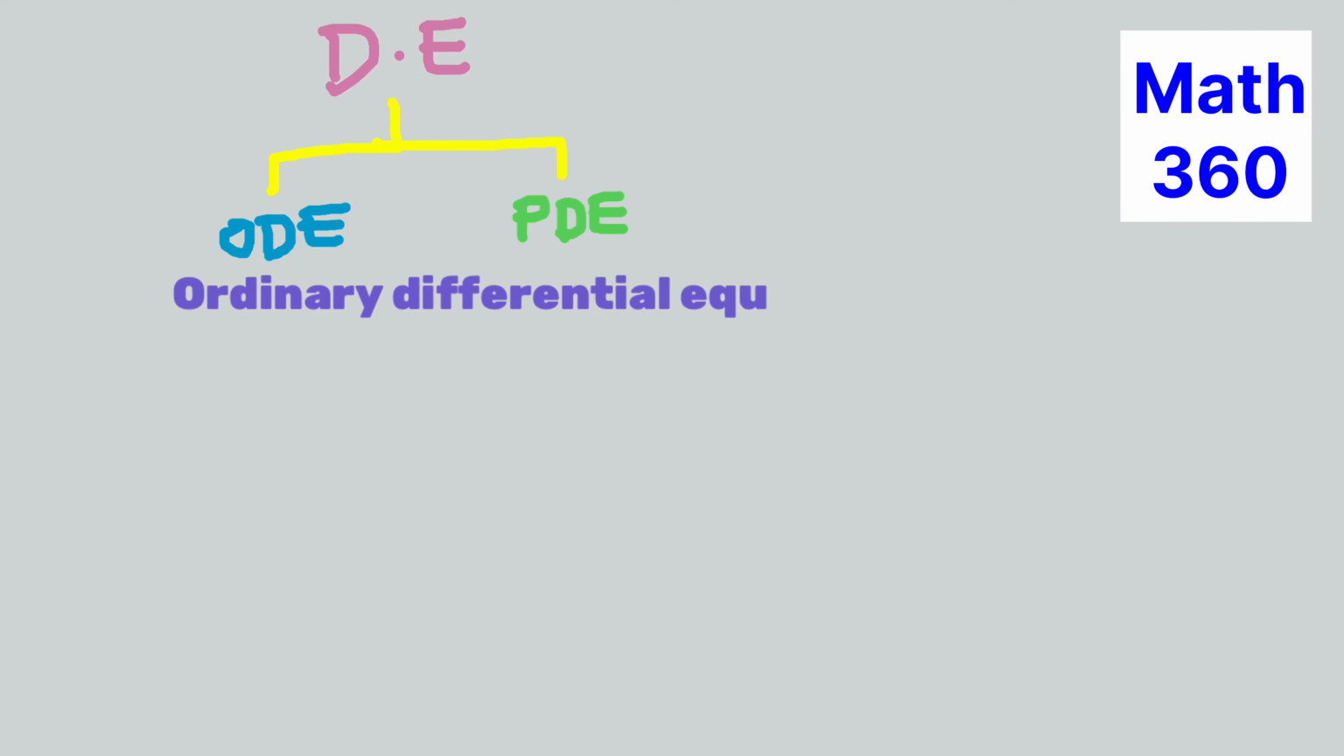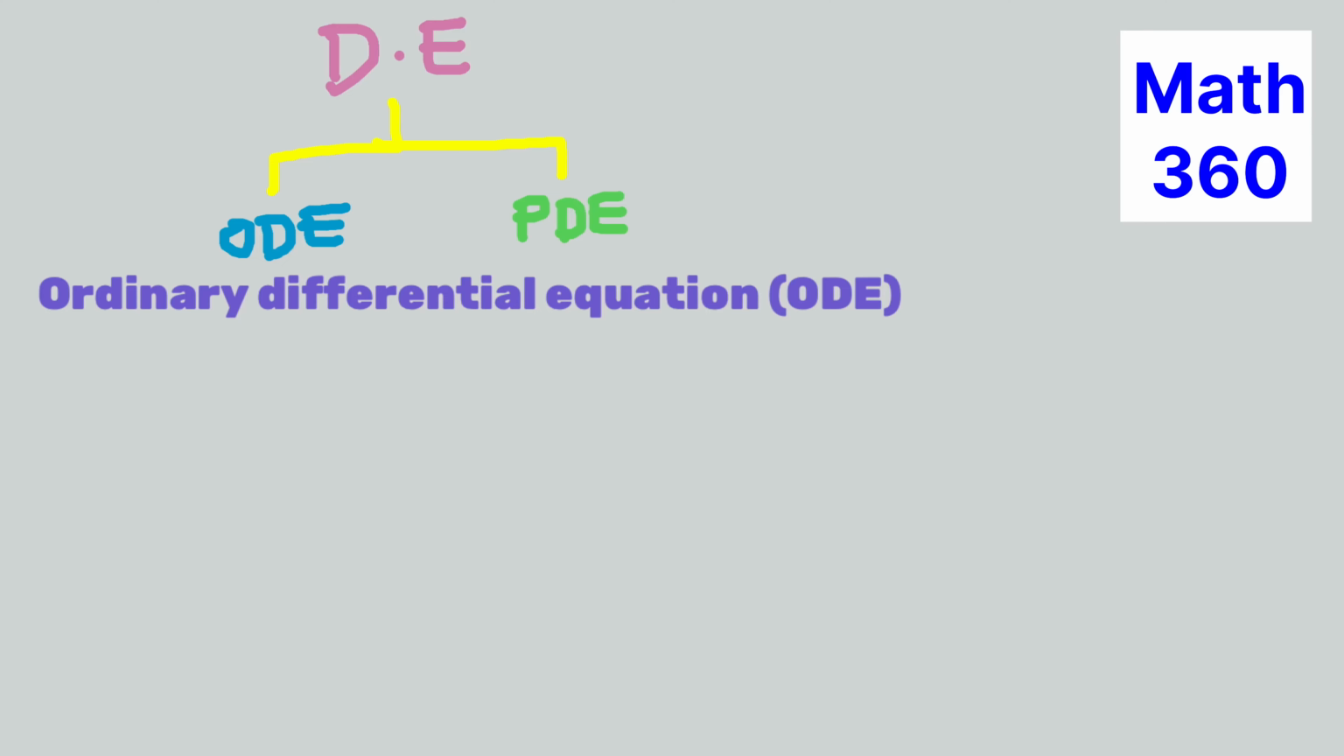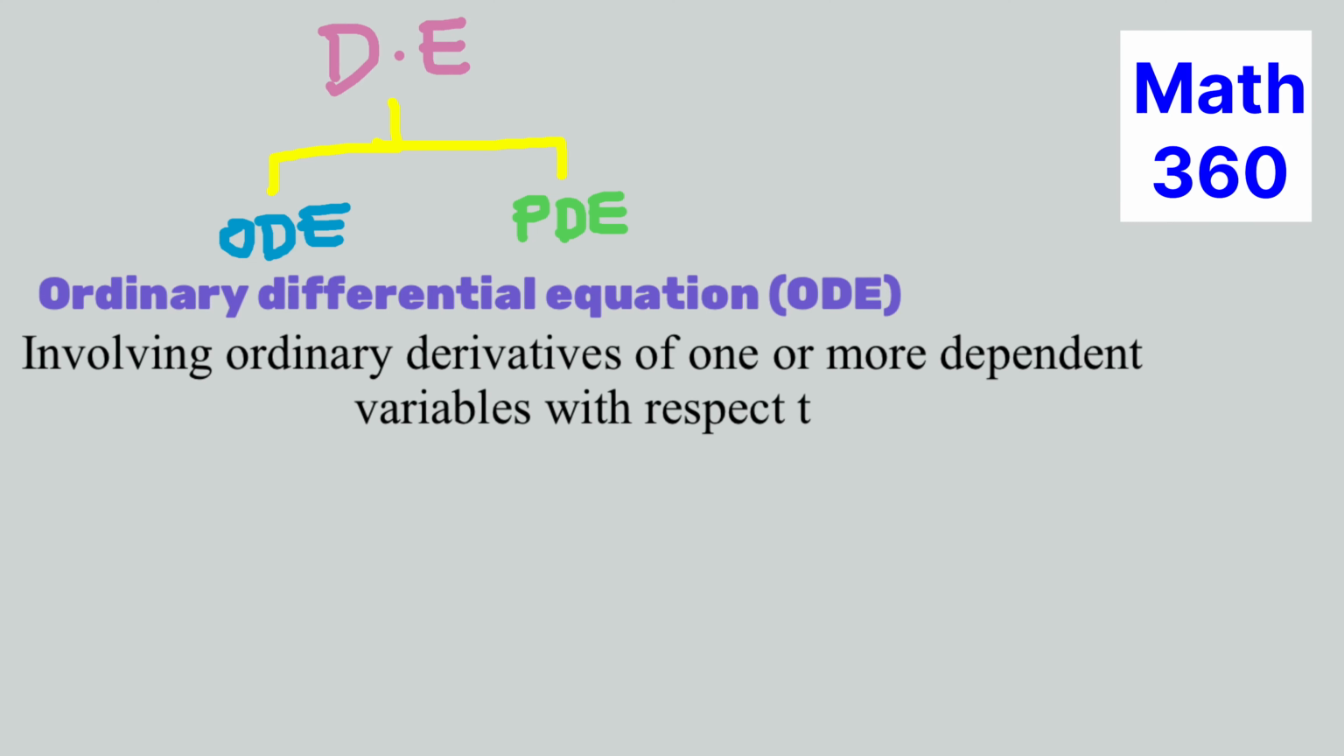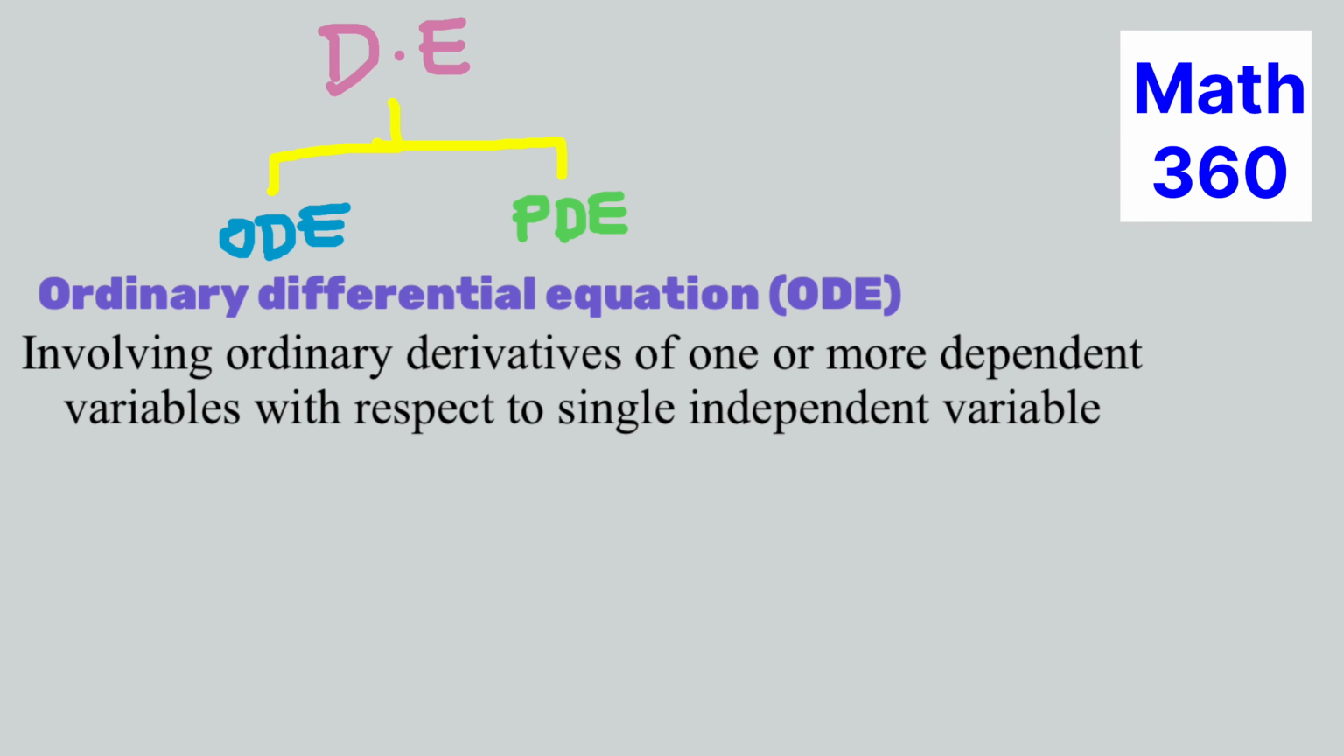The differential equation is categorized into two main categories: ordinary differential equations, or ODE, and partial differential equations, PDE. Ordinary differential equations: a differential equation involving ordinary derivatives of one or more dependent variables with respect to a single independent variable is called an ordinary differential equation.